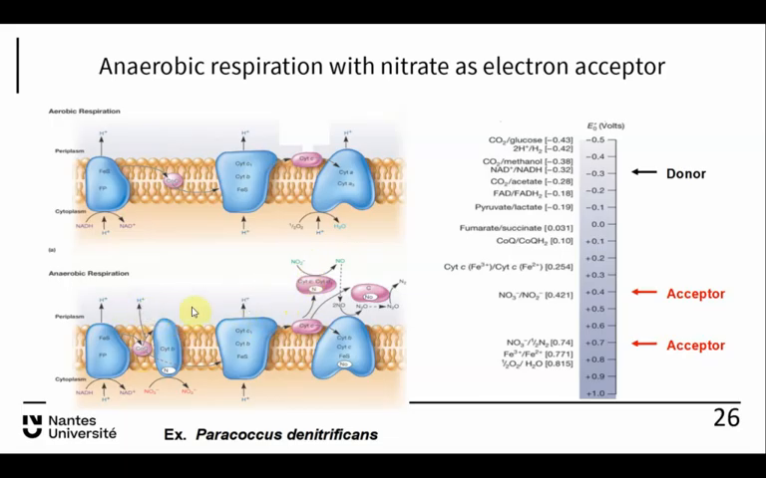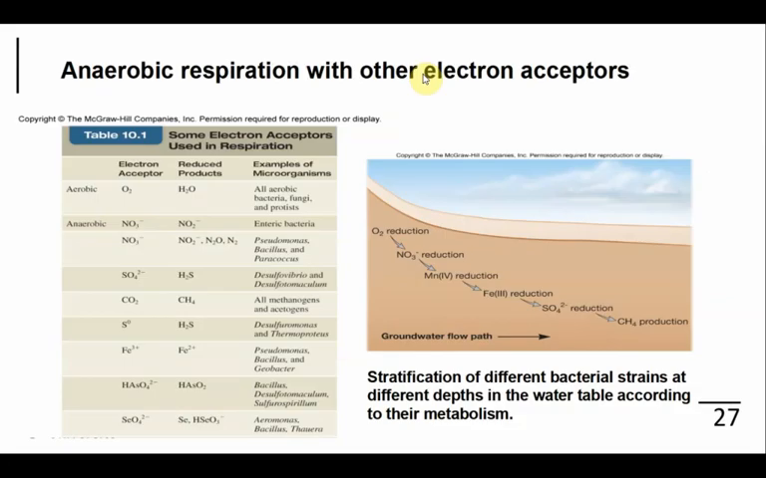You get this proton gradient. The proton gradient is what allows the bacterium to produce ATP. So anaerobic respiration works with nitrate as an electron acceptor, but can also work with other reasonably good electron acceptors.